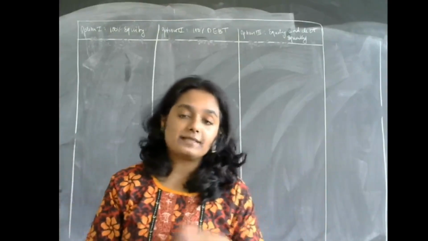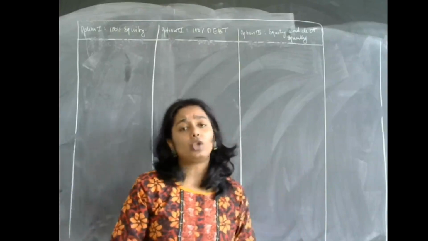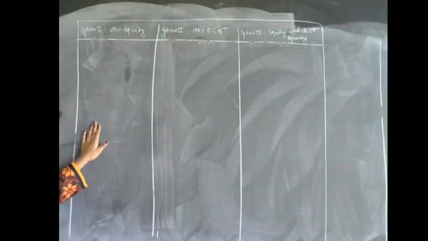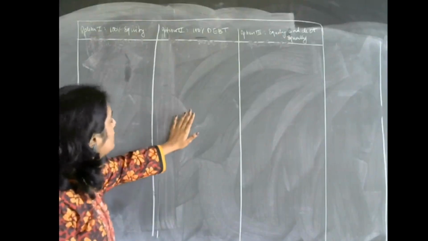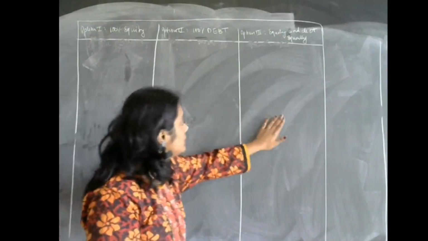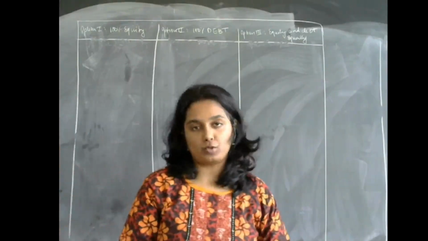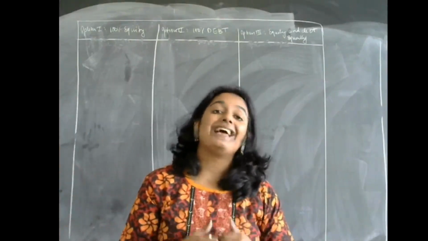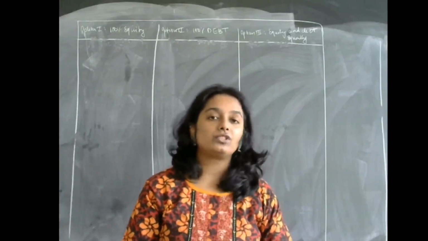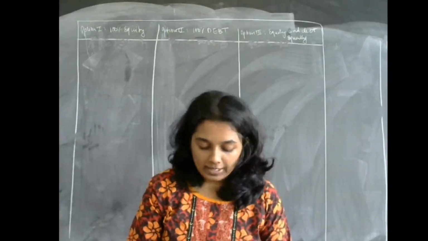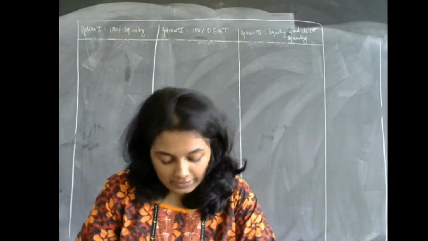For that purpose, the company has considered the following three alternatives. The first one is 100% equity, the second one is 100% debt, and the third one is debt and equity in equal proportions. They have asked us to determine which is the best option for the company. So these are the details which are given to us.